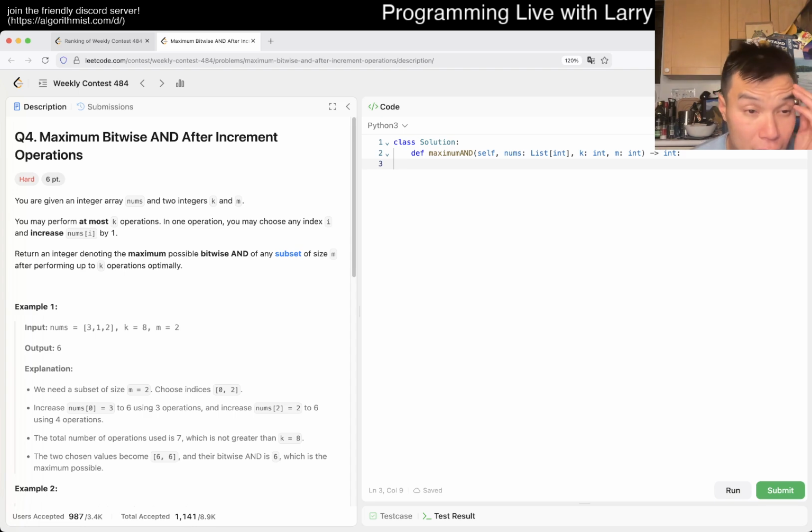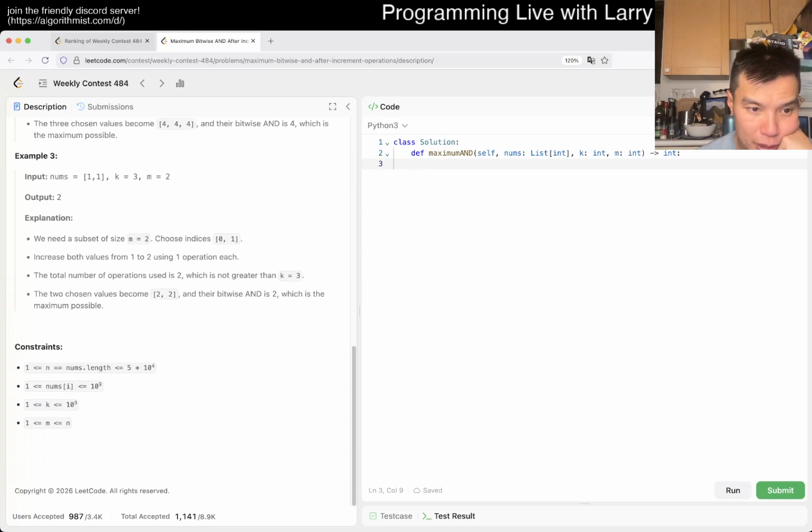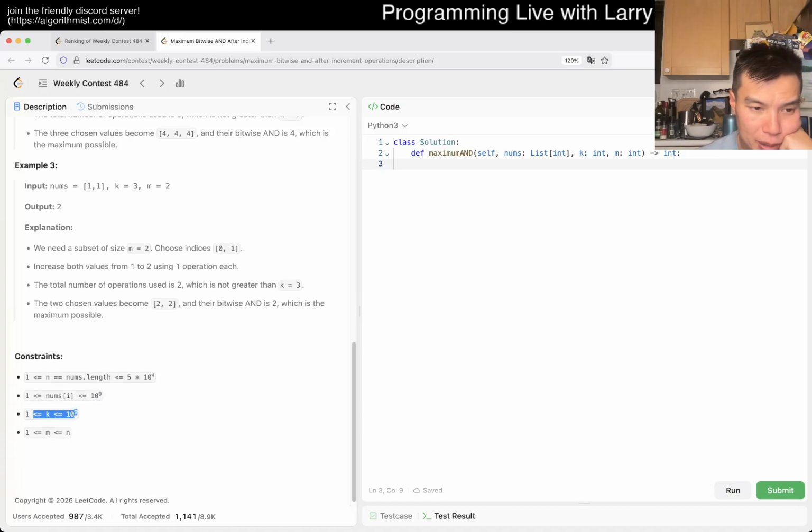Let me reread it. One operation, choose any i and then increase it by 1. Return an integer denoting the maximum possible bitwise n of any subset of size m after performing up to k operations optimally. Okay, so m is equal to 2 means we get to choose 2, and again you can choose almost all of them. K being 10 to the 9 is interesting, maybe.